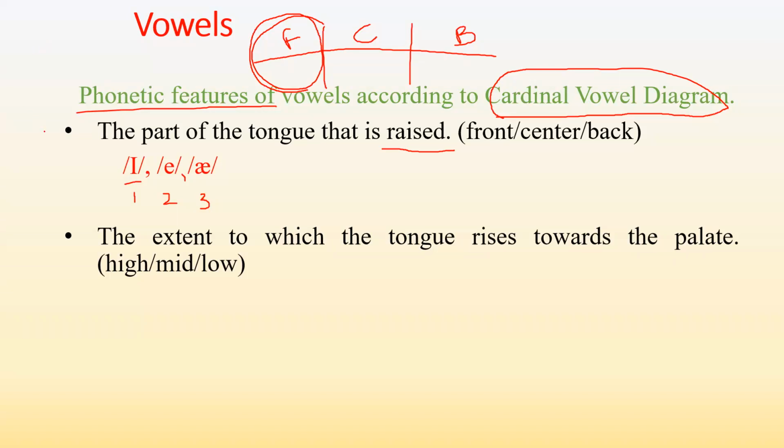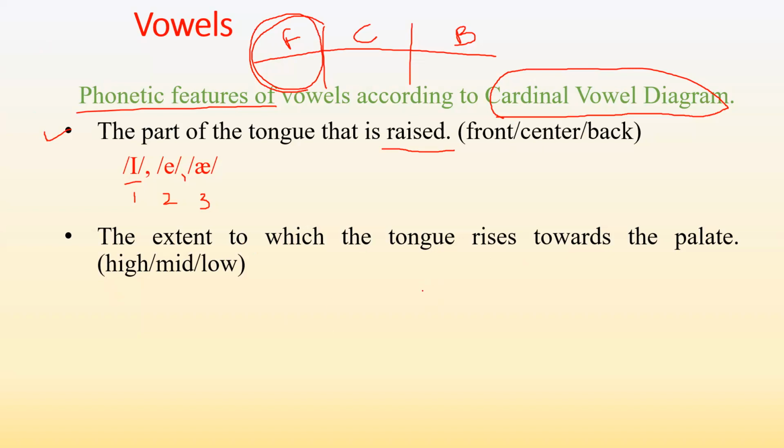I think the first phonetic feature is clear to you. We have these three sections when we look at the tongue horizontally, so these are horizontal divisions. Now look at the second phonetic feature, the extent to which the tongue rises toward the palate. These divisions are given when we look at the tongue vertically. These are vertical sections, as I was drawing earlier.